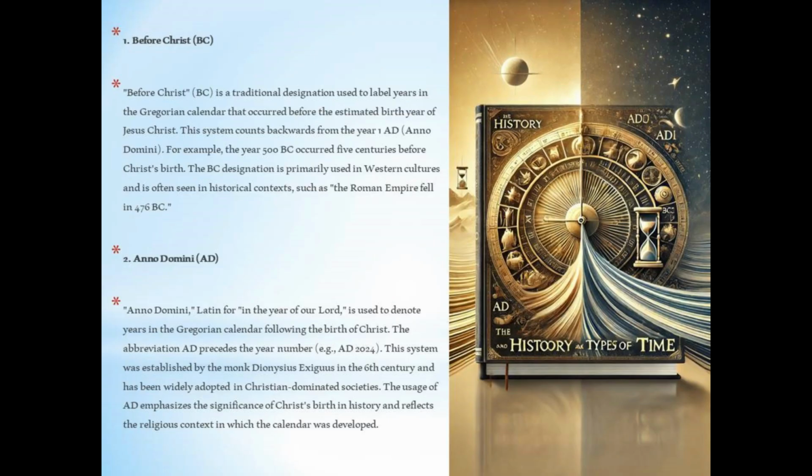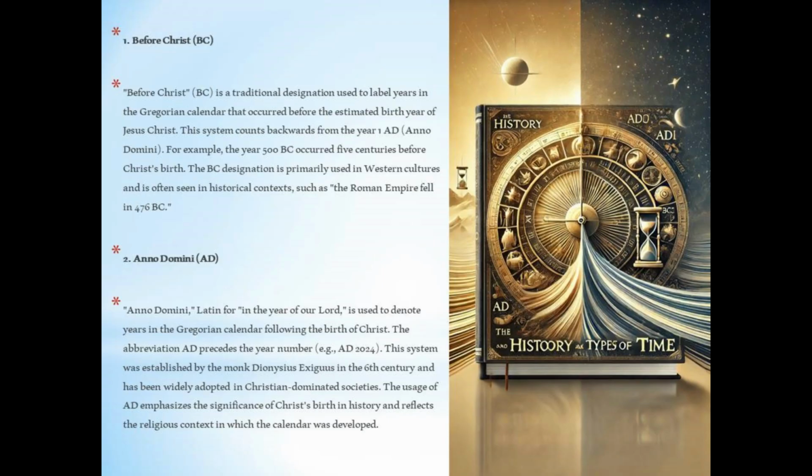Before Christ, BC, is a traditional designation used to label years in the Gregorian calendar that occurred before the estimated birth year of Jesus Christ. This system counts backward from the year 1 AD, Anno Domini. For example, the year 500 BC occurred 5 centuries before Christ's birth. The BC designation is primarily used in Western cultures and is often seen in historical contexts, such as the Roman Empire fell in 476 BC.